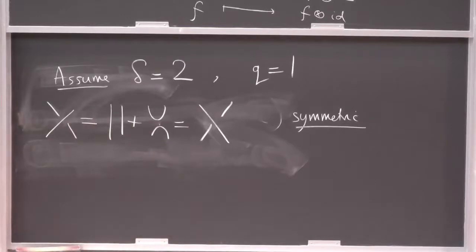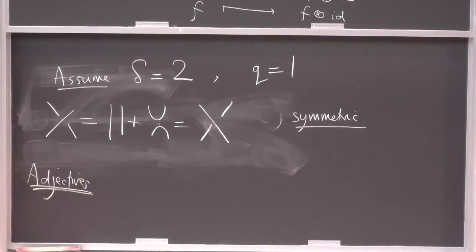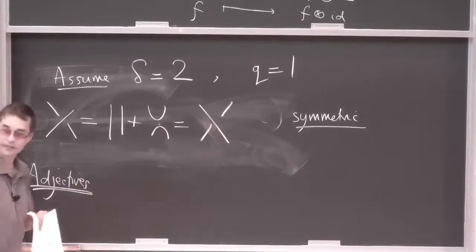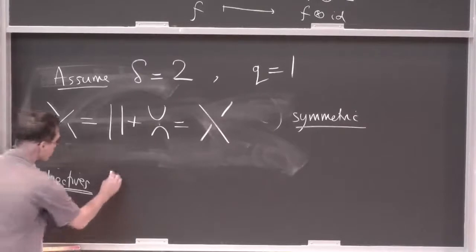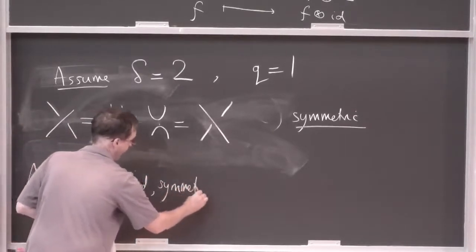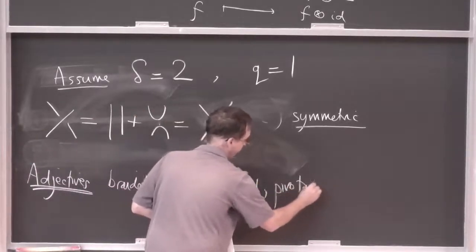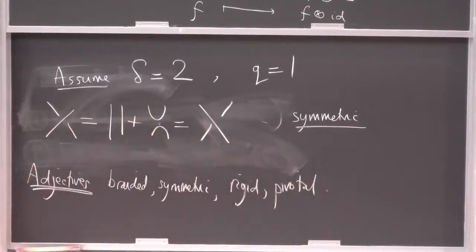So now here's the difficult bit. Everything so far was sort of easy, and now I need some more adjectives. Somehow I find this subject is heavy on adjectives, and so it's good that there's this book EGNO, so that everyone can use the same definitions for these adjectives. I've already talked about braided. I've already talked about symmetric. I need to very quickly tell you about rigid and pivotal. This is the place that it's slightly subtle, and I'm going to try to convey what these adjectives mean.